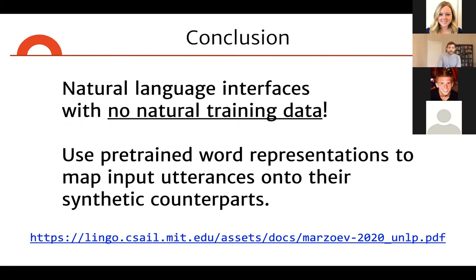So just to wrap up here, we presented an approach for building language understanding systems generally, or natural language interfaces in particular, using only synthetic training data generated by some low-coverage grammar. And the key idea here was to use pre-trained word representations to induce a similarity function on sentences, and then to map input utterances to synthetic counterparts that we know how to interpret.